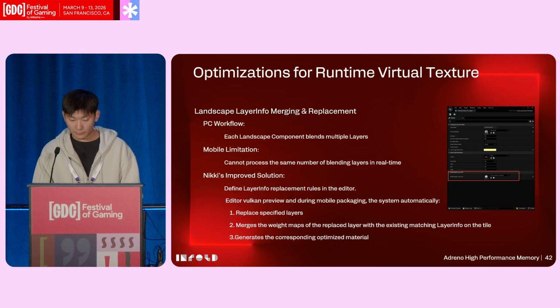For example, if you previously had 9 layers in the landscape component, you would need 3 weight maps to store the weight value across 9 channels. By replacing just 1 layer, it then gets merged into 2 weight maps from 3, as only 8 channels are needed now, and the sample count was reduced by 1/3. Artists keep making PC quality terrain, and mobile automatically gets a replaced version with no extra work from artists.